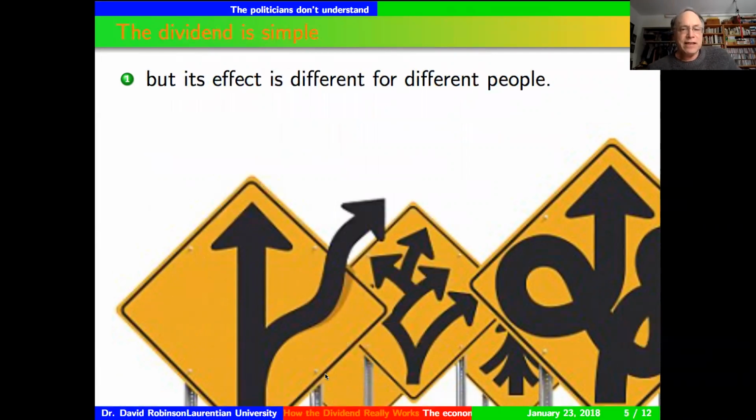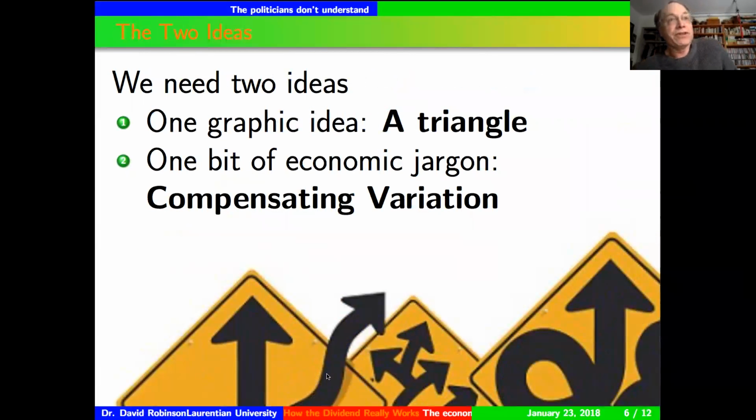Its effect is kind of different for different people. And those little complications, do you like these signs, by the way? I really like these signs as a kind of expression of what the discussion is like. Because the effects are kind of different, it may be useful to try and get the economics clear. So there are two ideas we need. One, I think, is just a graphic idea. It's a picture. And one is a piece of economic jargon.